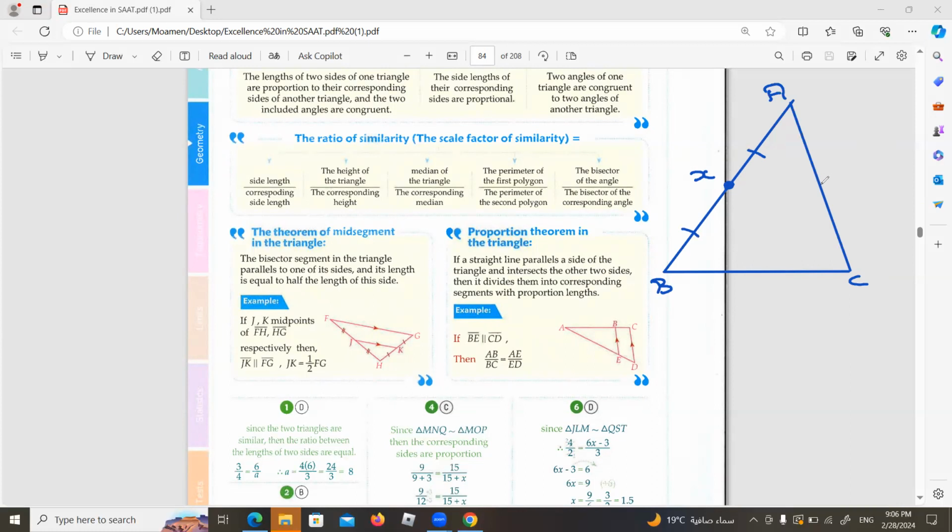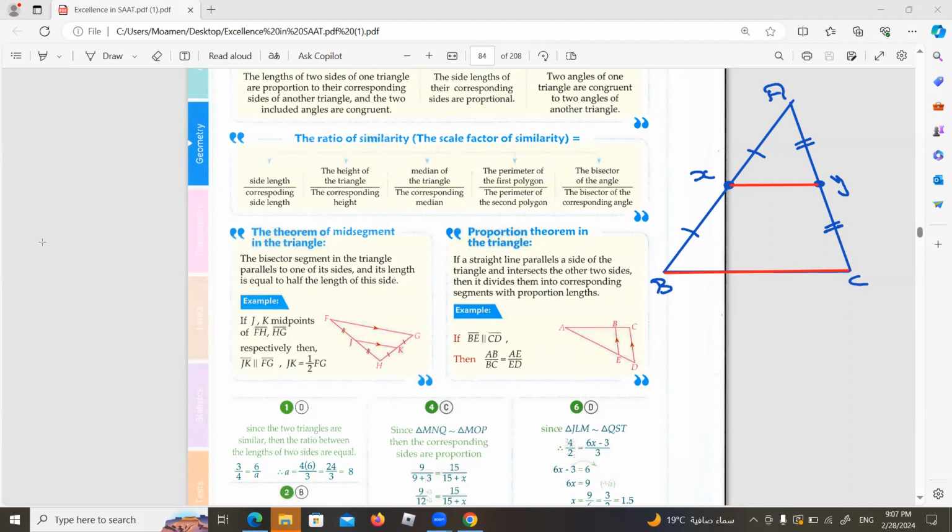And I put a point also to be the midpoint of AC, which is Y, for example. So AY is equal to CY. So I have here a midpoint for the first two sides. If I join this line, the line that joins the midpoints of the first two sides, what is the relation between this line and the third side?